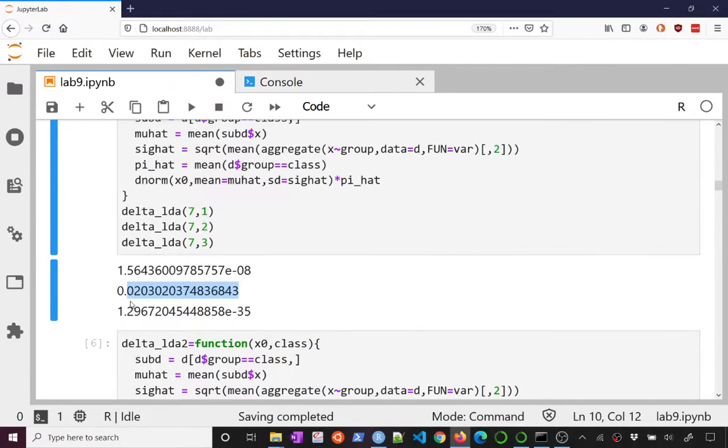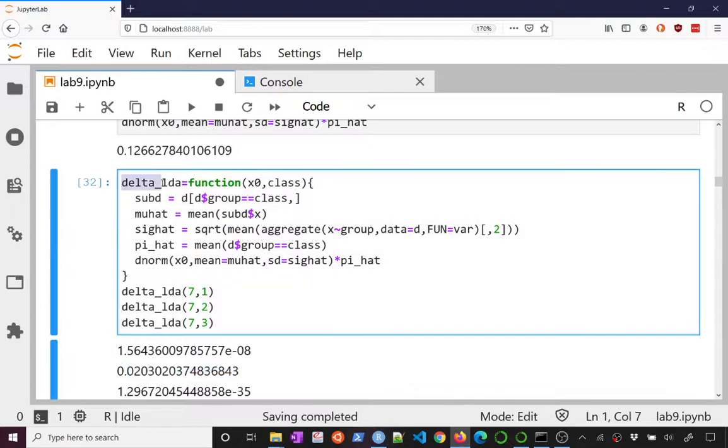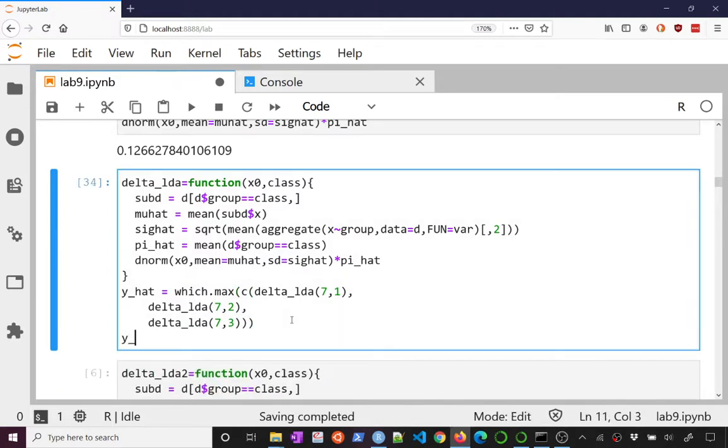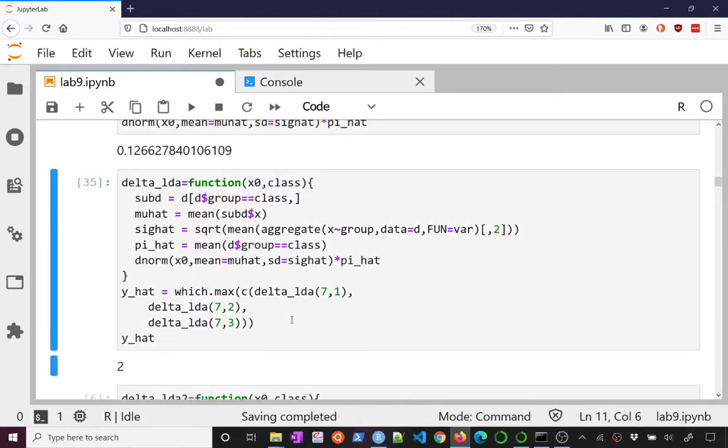So that's one way of defining this, and this is literally my discriminant function. We just wrote it by hand, and what you do is you would say which.max of these three things, and that would be my y hat, right? Of course, that's not how which.max works. Let's try it like that, and there you go, class 2. That's my estimate. So that's the entire LDA procedure. Super, super, super simple.